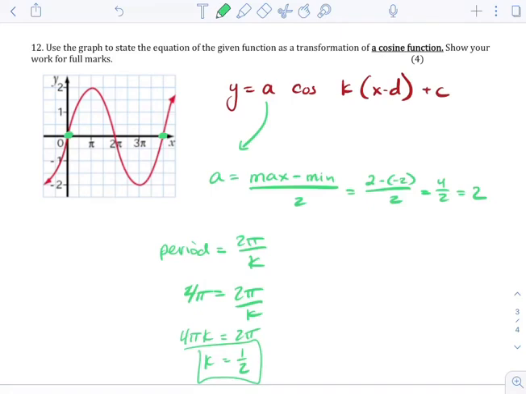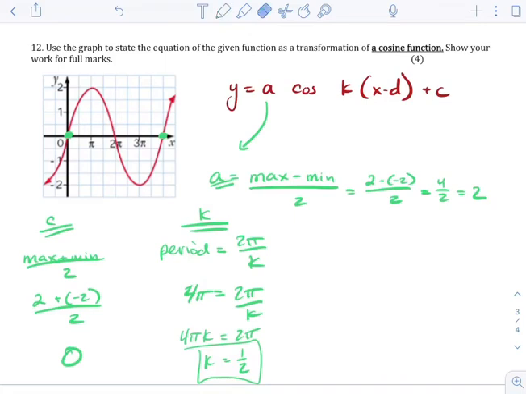So we got k, we have a. Next, we look for c. This was to find k. This was to find a. For c, over here, that's same idea. It's max plus min divided by 2. So our maximum is 2. Our minimum is -2, divided by 2. We get a c value of 0.